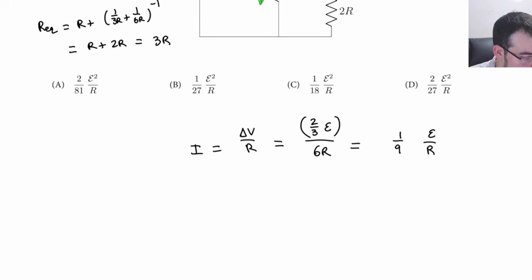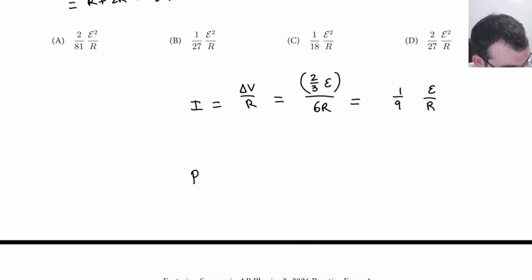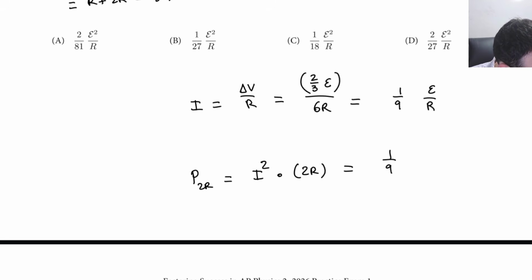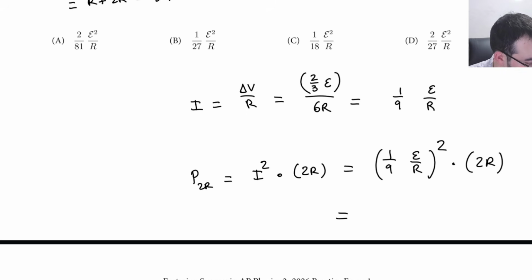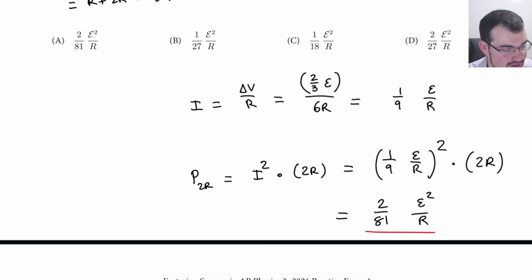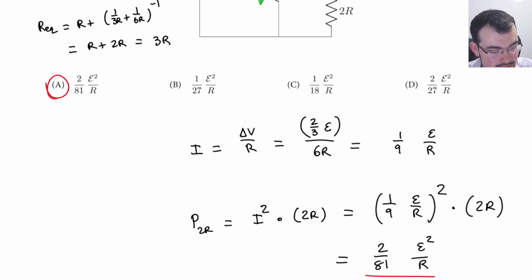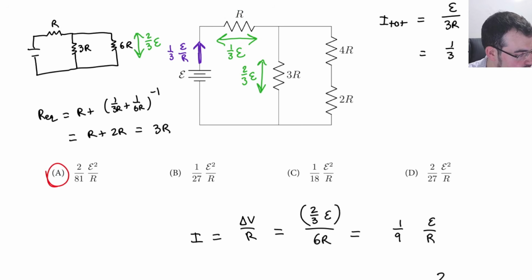Script E over R. So now we can just find the power dissipated by the 2R, because power is just I squared times R, and I squared times R is just going to be 2/81. Yeah, sorry about that. I needed a hard circuit analysis, so I had to put a couple things in here. I would not expect this many steps, but it's a good mental workout at least.